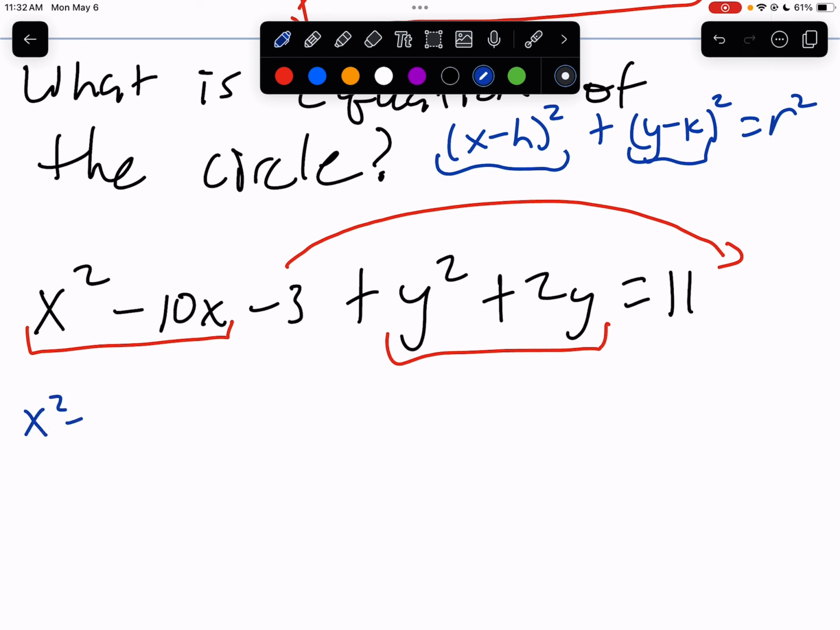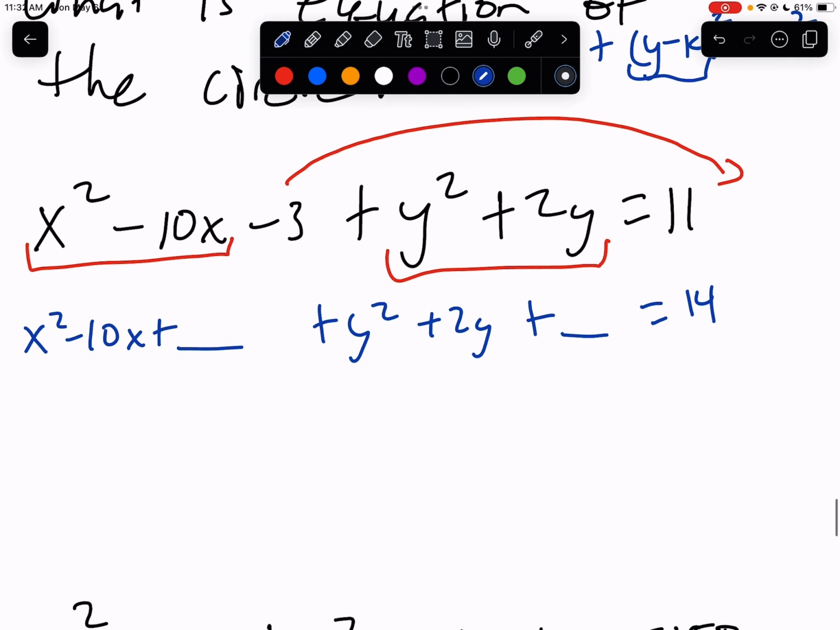Well, x squared minus 10x plus something. And then over here we're going to have y squared plus 2y plus something. Move the 3 over. It's going to equal 14. What is that something? How do you get a negative 10? What number would you have to square to get negative 10 in the middle? It would have to be minus 5. So we have to add 25. That would be 5 squared.